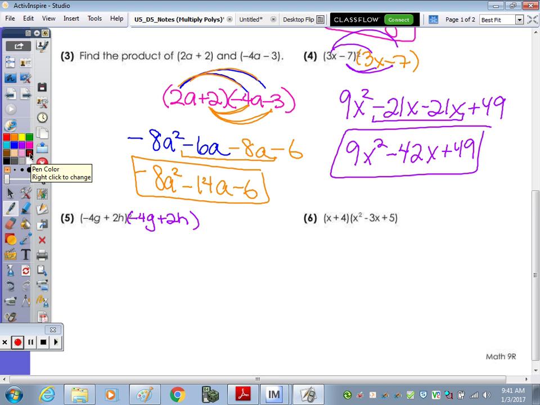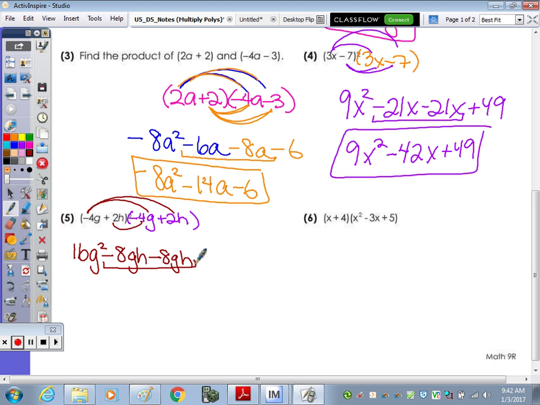So the line before you combine like terms should be negative 4g times negative 4g, a positive 16g squared. The outside term, negative 4 times positive 2 is negative 8. And then g times h is hg or gh. We always write it in alphabetical order just to be consistent. Okay? And then 2h times negative 4g, there's the negative 8gh.